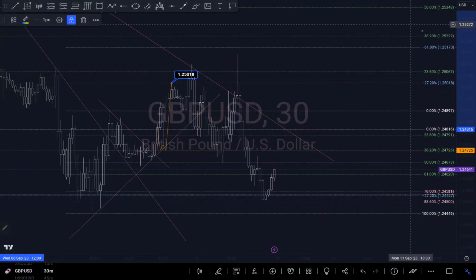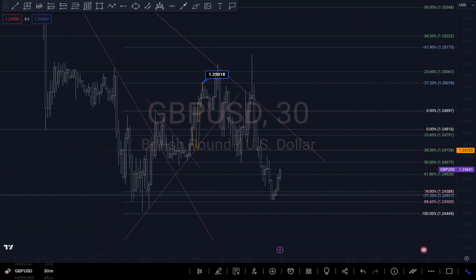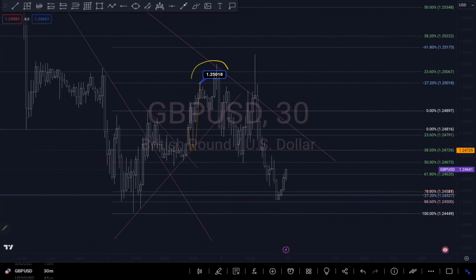Hi guys, so this is my analysis on GU. What am I expecting on GU? Let me just do a quick recap. If you watched my previous analysis, I said I was expecting GU to come up to my negative 27% fib level, which is 1.25018, around that area, because we broke the straight line right here.